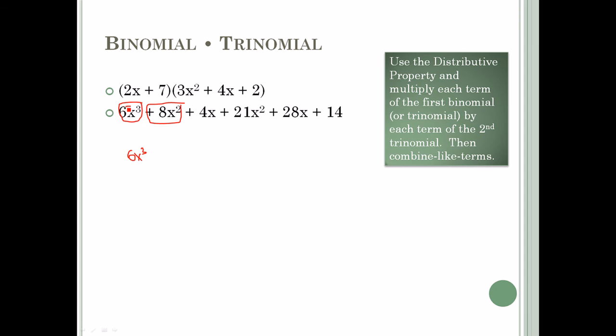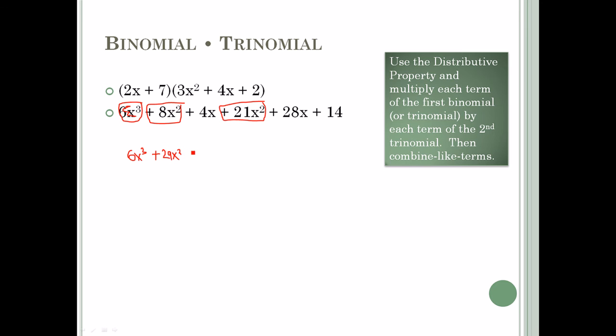Oh, I'm done with you. I'm going to just cross you out. 8x squared, plus the 21x squared, and it's positive. I always include the sign in front of it so I don't mess up when I'm combining like terms, because here I have a positive 8 and a positive 21. That's going to give me a positive 29. So I always want to watch my signs when I'm combining like terms so I don't ruin the answer.